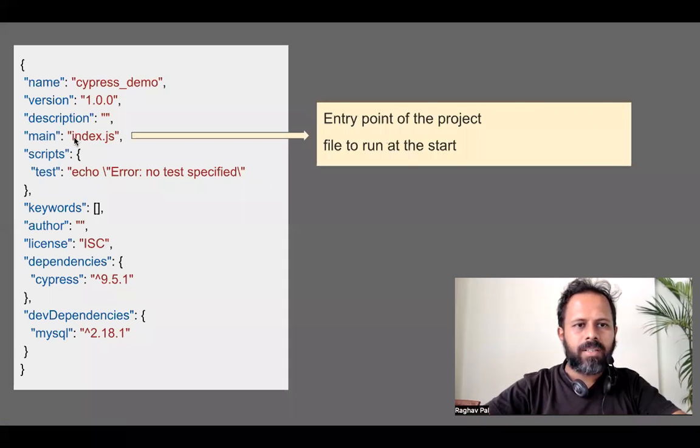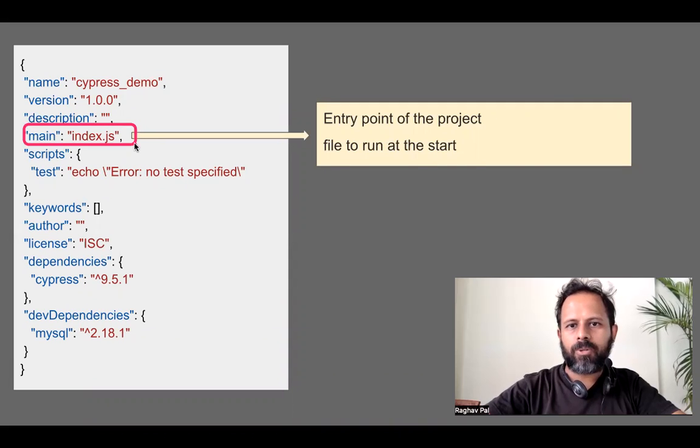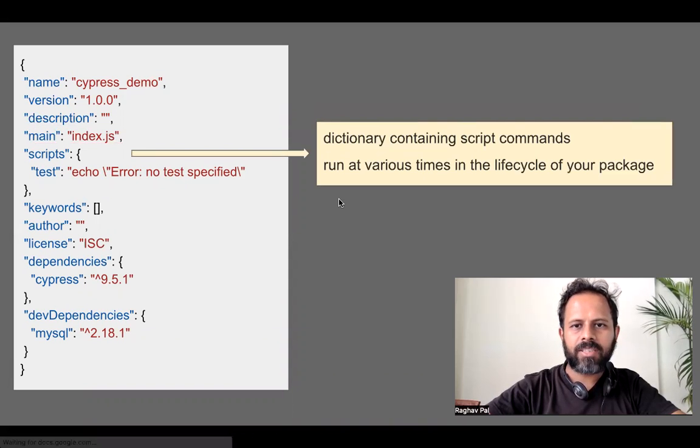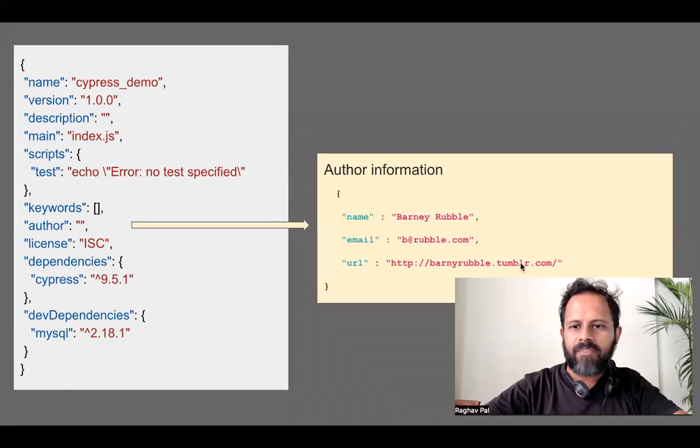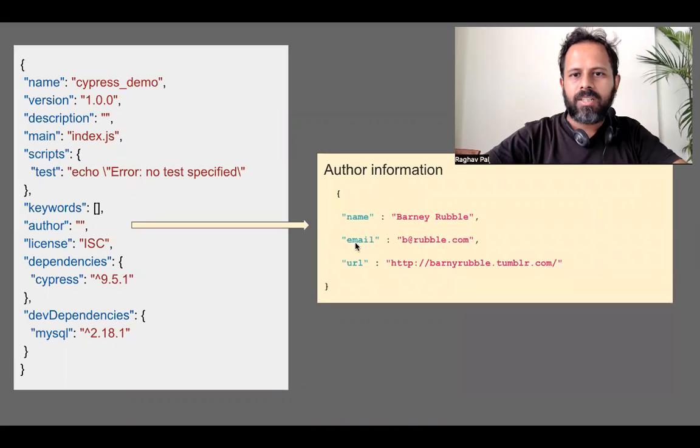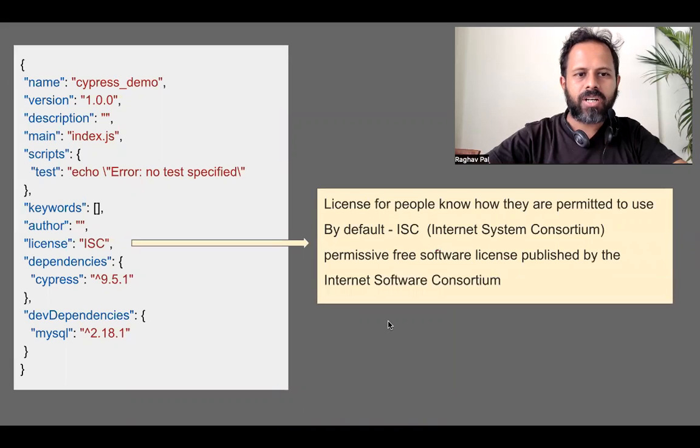Then this is the main entry point of the project. This file will run at the start. Then if you have any scripts, you can add the scripts. We have just learned about scripts, so you know what this section is about. Keywords can be an array of strings, and they help to identify your package in npm search. It is like tags for your project. You can have the author information like this. You can give the name, email, URL, etc. Then there is license information.